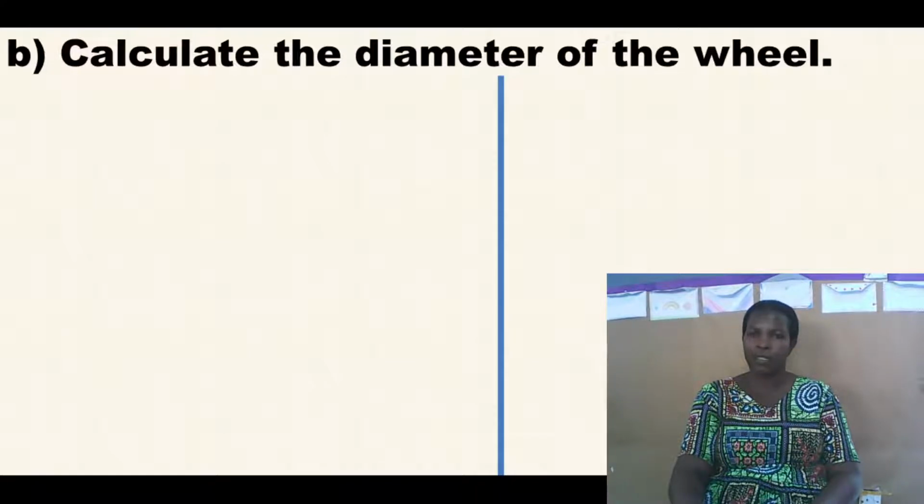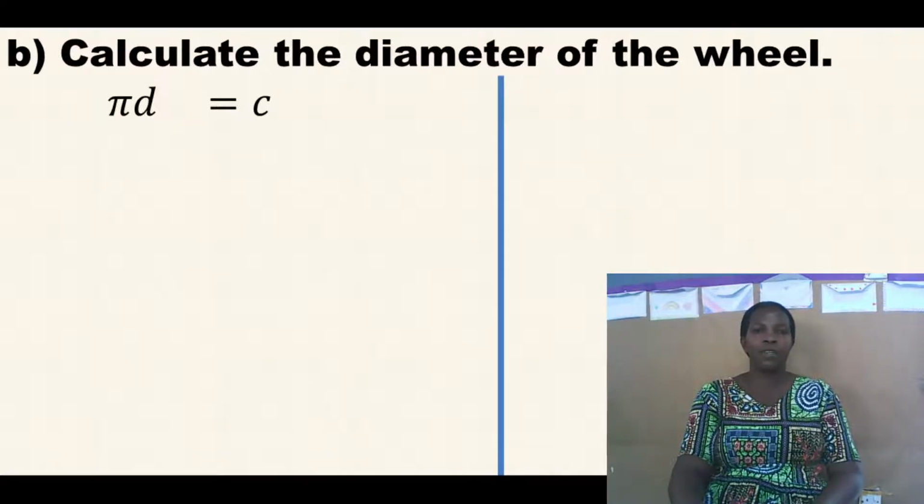Calculate the diameter of the wheel. Remember, in part A, we've managed to get the circumference. Of course, borrowing from what you were taught previously, we can look for the diameter using the formula pi d is equal to circumference. I believe, my dear boys and girls, you can still recall that.